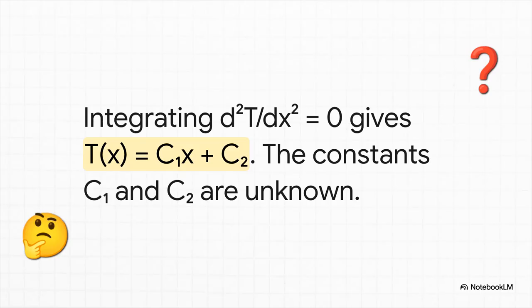We already know that for our simplified equation, the general solution is a straight line. We can write it as T of x equals some constant, let's call it C1, times x plus another constant C2. The big question is, what are the values of C1 and C2 for our specific wall?